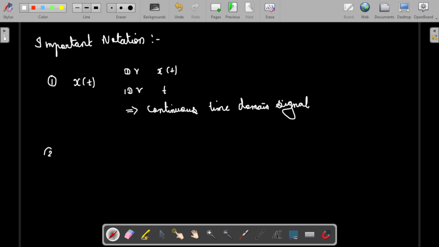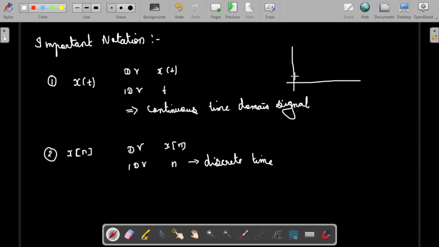Let us get into the second notation, that is x of n. We usually represent it with square braces. The dependent variable is x of n and the independent variable is n, which is discrete time. I already explained this in detail in my data converters and digital electronics courses, so if you have any doubt you can watch that, but let me explain here also. A continuous time signal can be converted into a discrete time signal with the help of sampling.